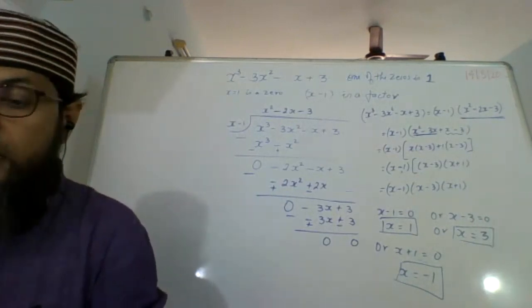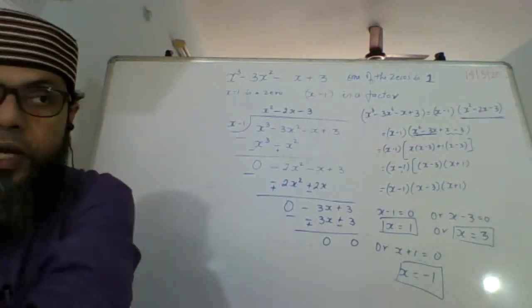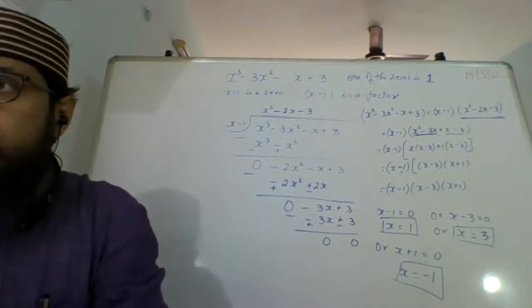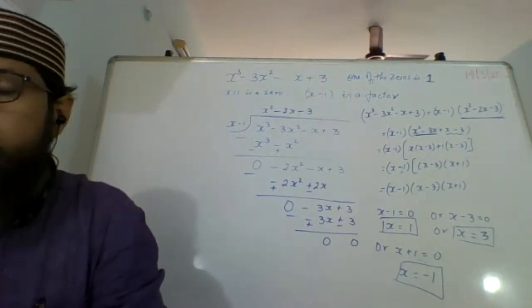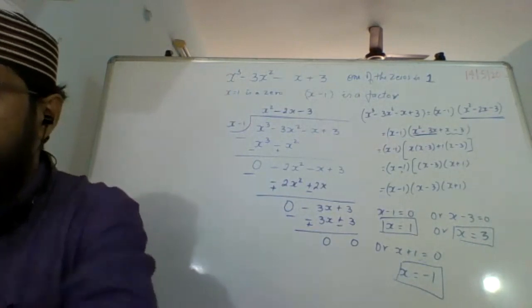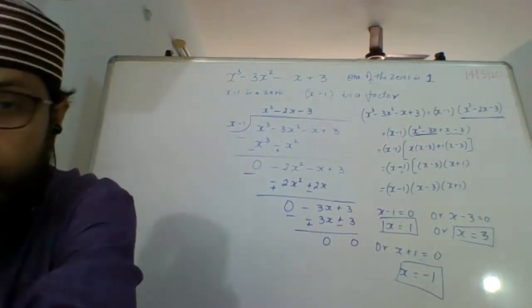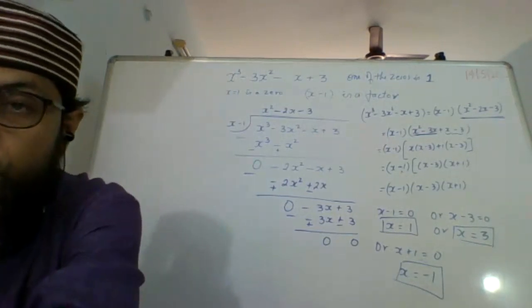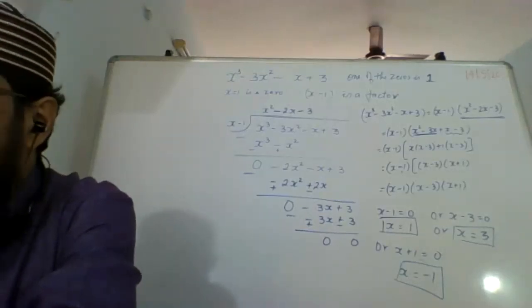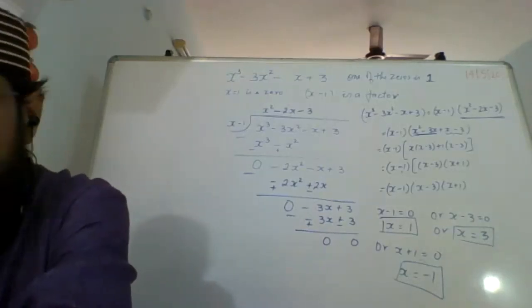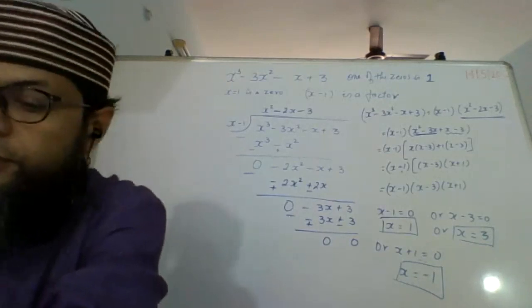Factor theorem and remainder theorem. When the remainder is 0, then the divisor is a factor of the dividend. Copy till here, then we'll proceed further.